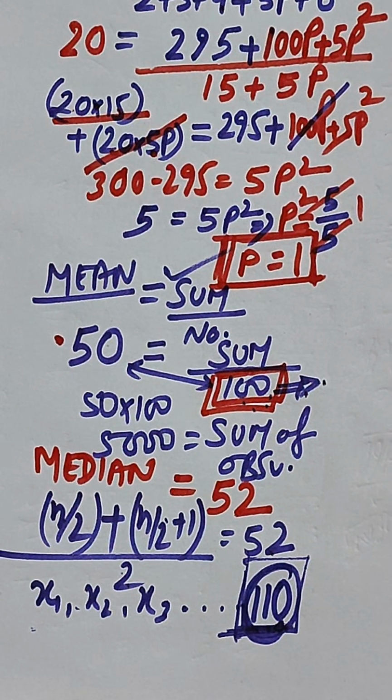I want to read out the question again. The mean and median of 100 observations are 50 and 52. The value of the largest observation is 100. It was later found that it is 110 and not 100. Find the true mean and median. Right? So I want to confirm what this 110 is.